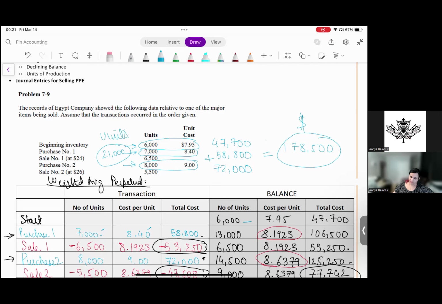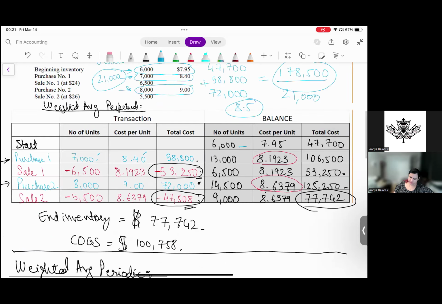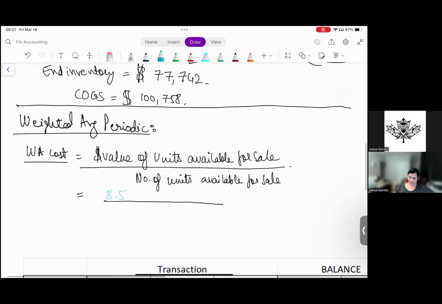So obviously, if we divide this by this, it'll give us a dollars per unit amount, which is a weighted average price. So let's do that. Let's divide this by 21,000. So 178,500 divided by 21,000 gives us 8.5. Okay, so this 8.5 is the value here. This is now a weighted average cost that we'll be using for everything. So now all we have to do is determine this again, dollars per unit. Let's determine how many units are there. So first thing we need to know is how much is ending inventory, right?